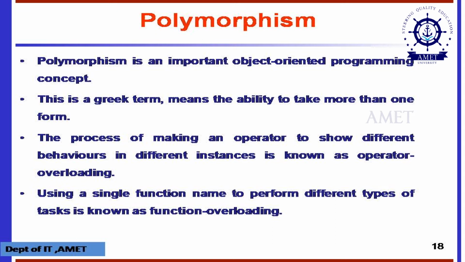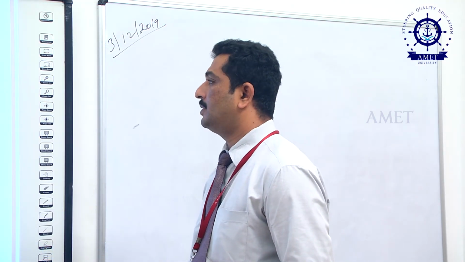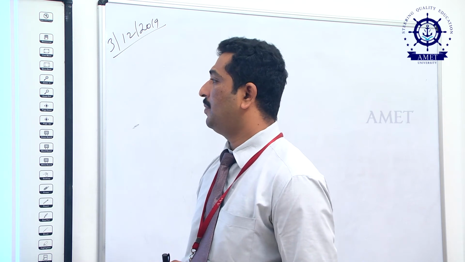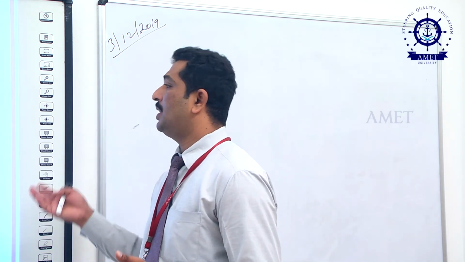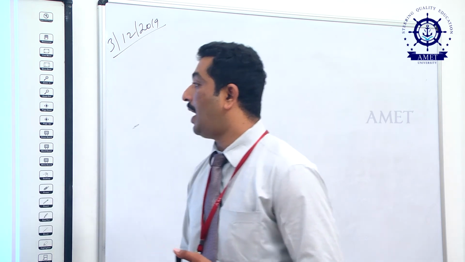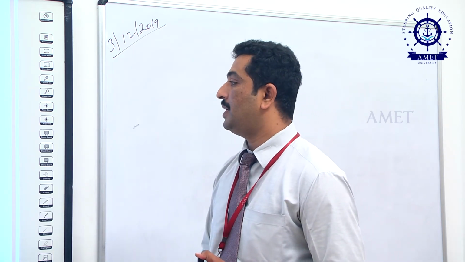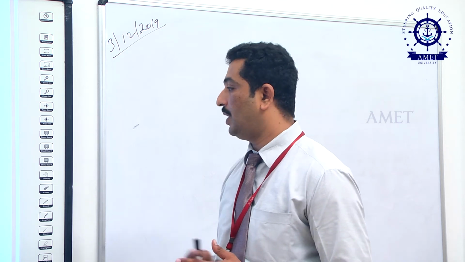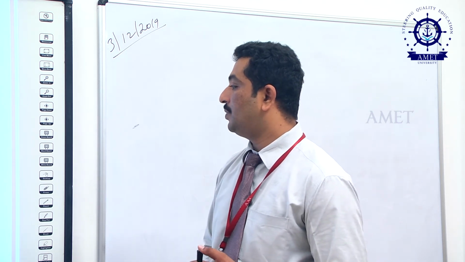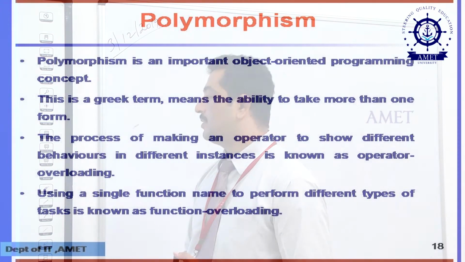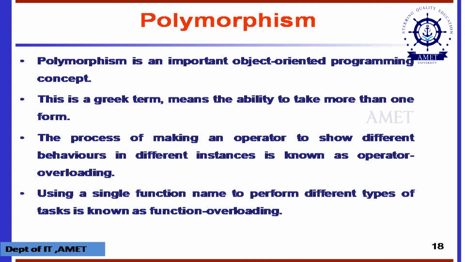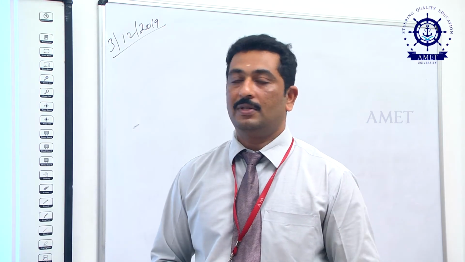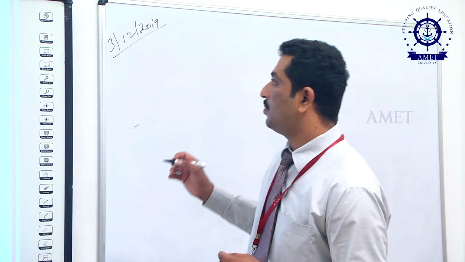Next one is polymorphism. Poly means many, and morphism means behavior. Polymorphism is an important object oriented programming concept. The term is derived from Greek, meaning the ability to take more than one form. The process of making an operator show different behaviors in different instances is known as operator overloading. Using a single function name to perform different types of tasks is called function overloading. Polymorphism, in the sense of the ability to take a variety of forms, is the concept called polymorphism. We will see one small example.